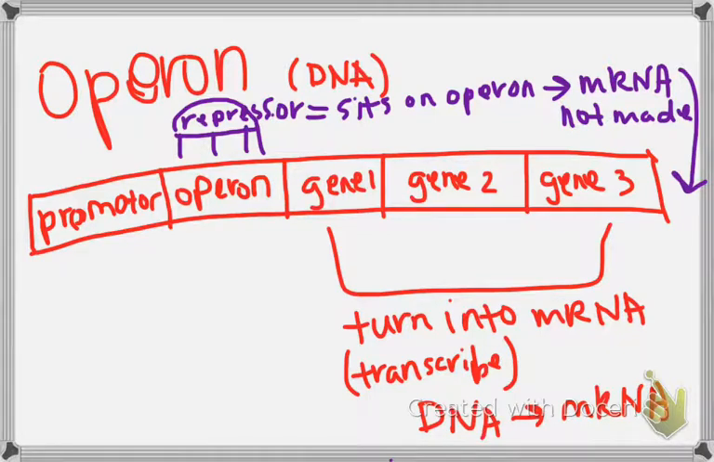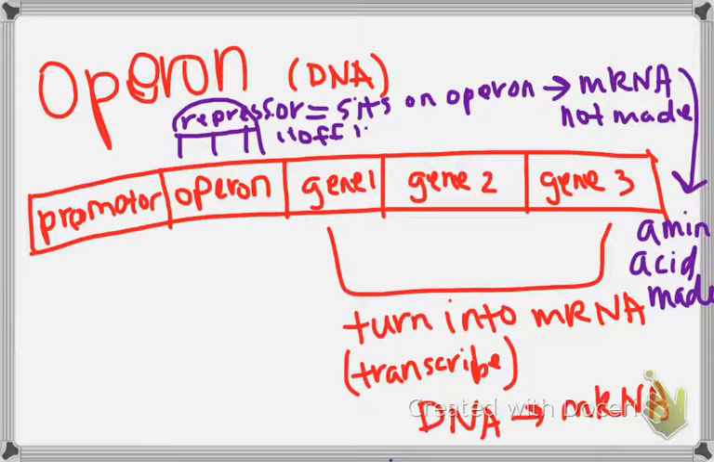So if you stop transcription, then you have stopped protein synthesis dead in its tracks. It can go no further if you're a bacteria. This means that no amino acid is made, and you can't make a protein. So remember, this repressor is an off switch. We are turning transcription off. It sits on the operon, turning transcription off. That means no mRNA is made, and that eventually means no amino acid is made. Oh my goodness, it's not good.